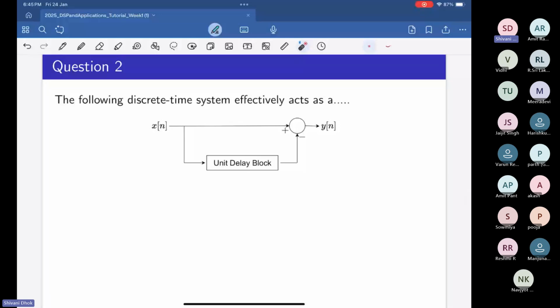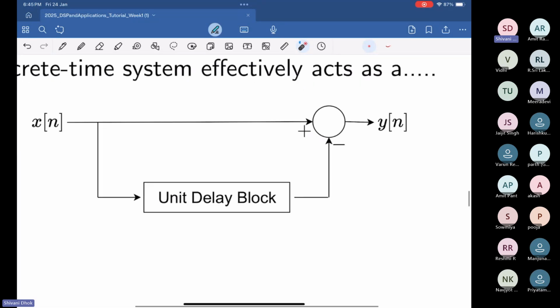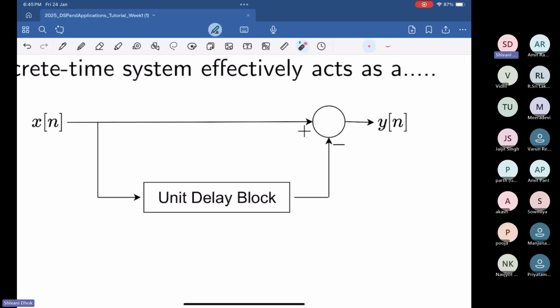So let me move on to the second question then. The following discrete time system effectively acts as. So this is the discrete time system given to us. This is like a block diagram of the system that is given to us. So what is happening is, this x of n is my input and this y of n is the output.